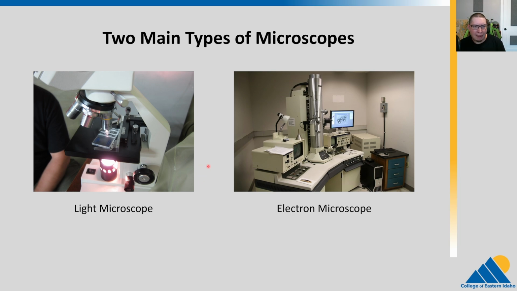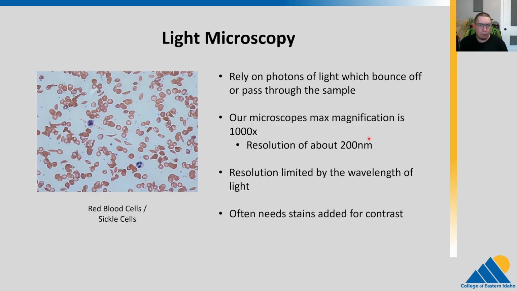So we'll come back to that in a moment, but this is going to limit how much we can magnify things. Light microscopes are pretty good at magnifying things, but electron microscopes are going to be able to magnify and resolve images at a much higher level. All right, so let's talk light microscopy first. This is the most approachable. We'll be able to do light microscopy because we have light microscopes.